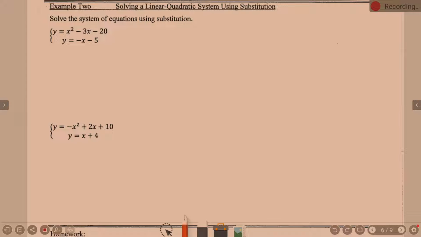Realize what's going to happen with these two equations. If they both equal y, they're going to equal each other, right? Does that make sense? If we look at this top one, y equals x squared minus 3x minus 20. That's y equals, so where can I plug it into? The y in the other equation.